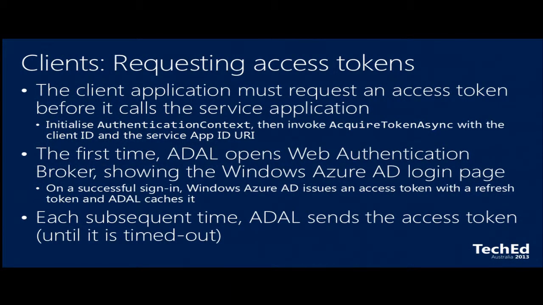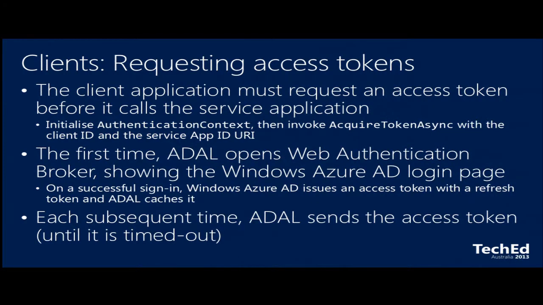There are a few steps on the client side and the service side to, on the one hand, request access tokens, and on the other hand, to validate them. In the client application, if you've integrated the Windows Azure AD authentication library with it, most of the pain goes away. But the client application nonetheless has to request an access token from Windows Azure AD before it calls the service application for the first time. This is helped by one of those ADAL helper classes called Authentication Context, which manages that token for you for the life of that application session.